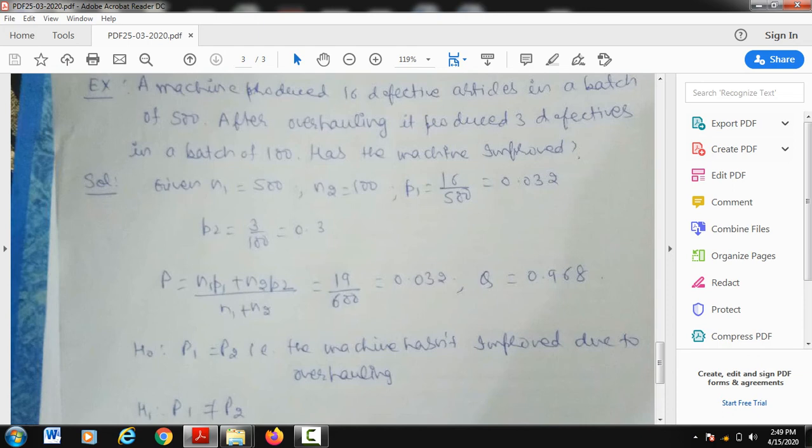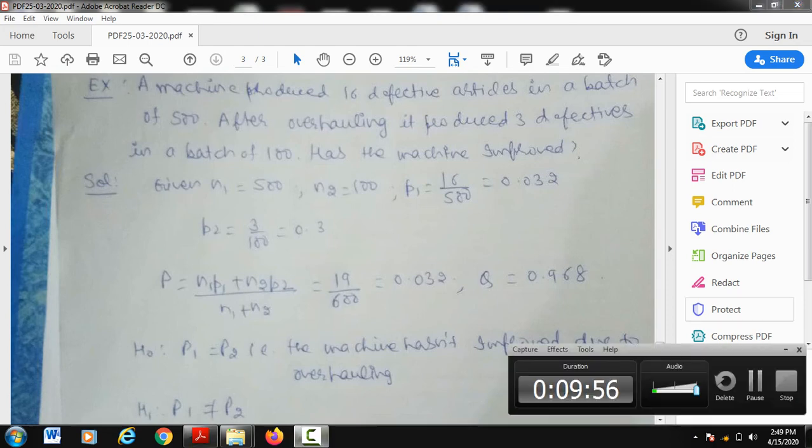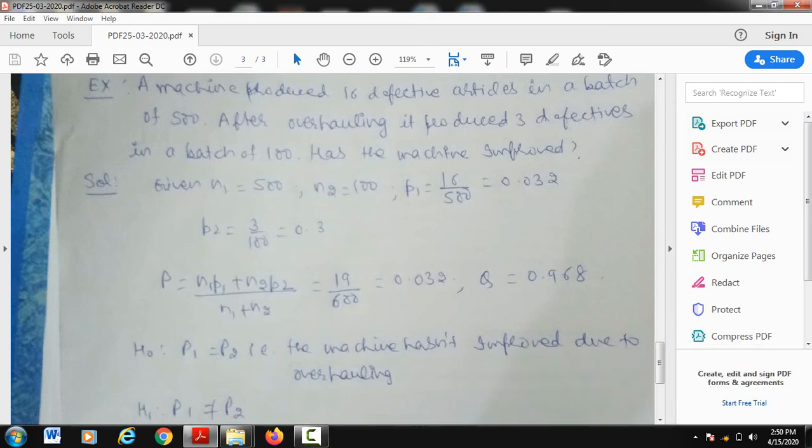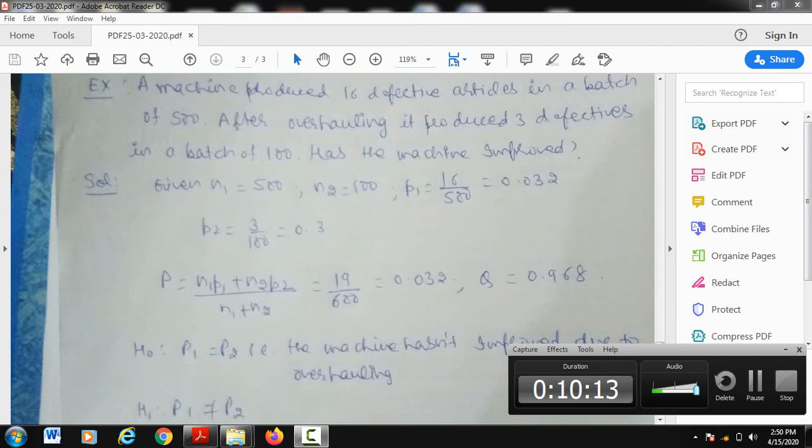The very first step of testing is to set up the null hypothesis. So here the null hypothesis is H naught: p1 is equal to p2, that is, the machine has not improved due to the overhauling. Okay. After that I will set up the alternative hypothesis. The alternative hypothesis is a statement which is complementary to the null hypothesis.